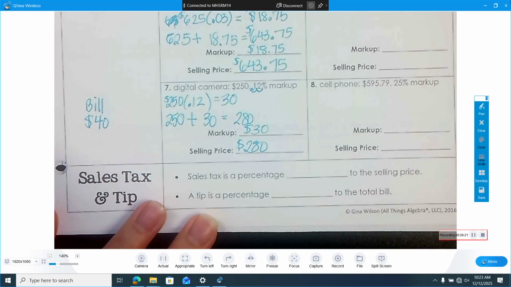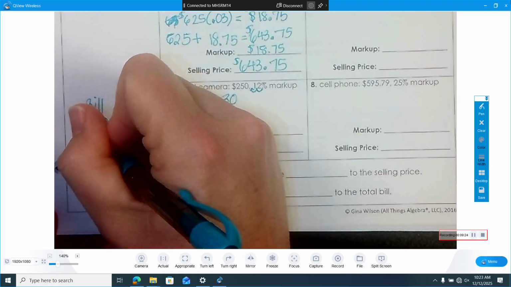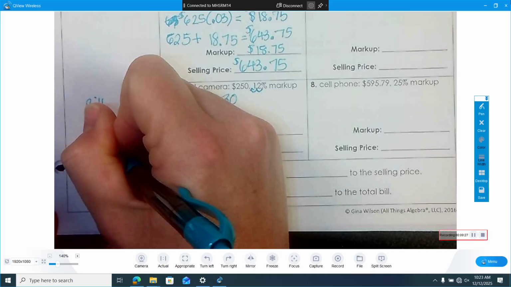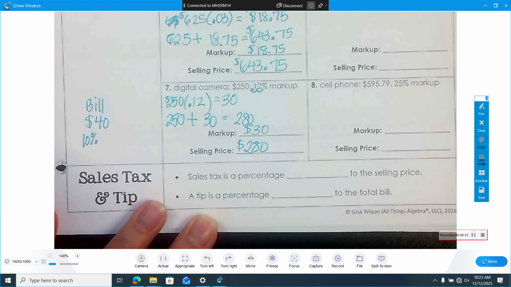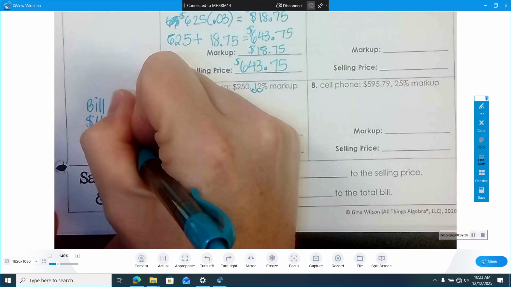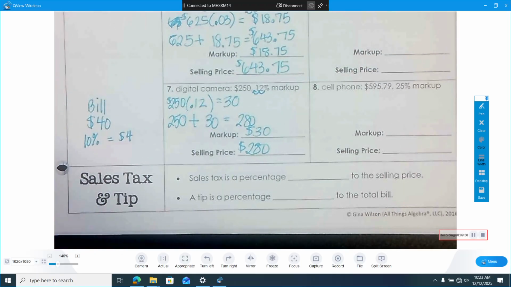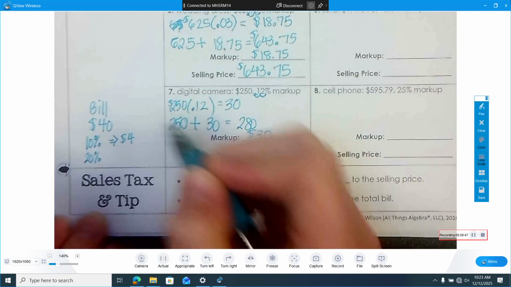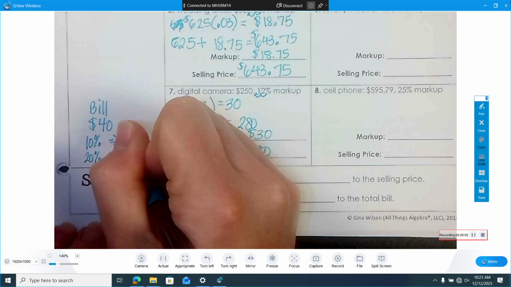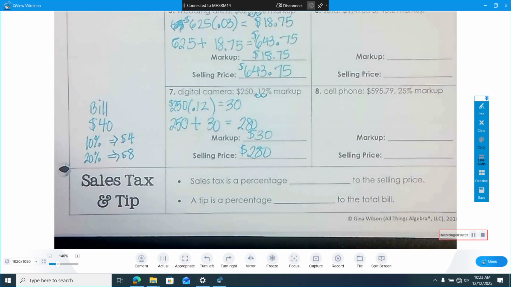If your bill is $40, what's 10% of 40? 4, yes, $4. 10% of that bill is $4. So what would 20% be? $8. Why? Because $4 plus $4 is $8. 10% plus another 10% would be 20%. Does that make sense to you? Isn't that easy?